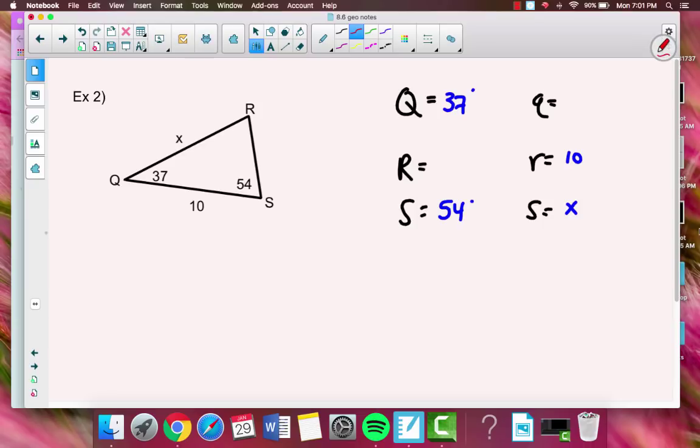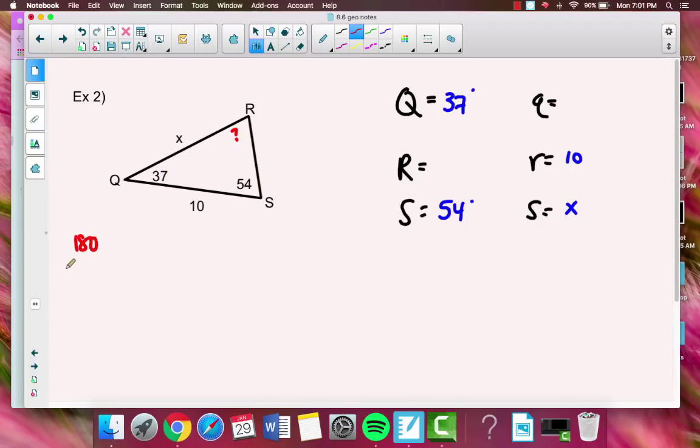But can I find a full row? So you want to always think about that. Well, the only other thing I'm really missing that would get me a full row is angle R. Well, could I find angle R by doing a quick calculation? Well, the good thing is these are triangles, and we should know that angles in a triangle add up to 180.